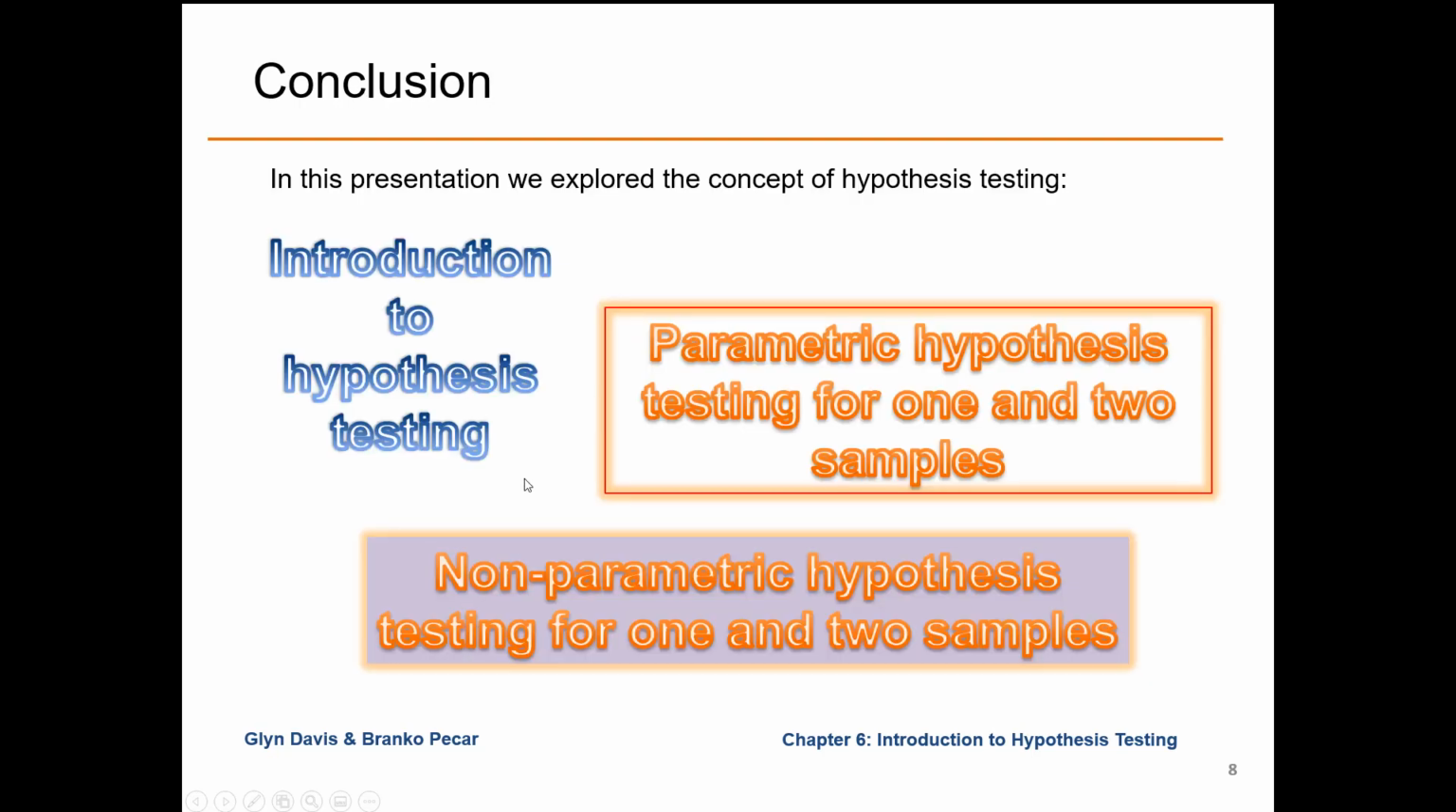So in conclusion, what we've done is just a very simple introduction to hypothesis testing, both for parametric and for non-parametric tests involving 1 and 2 samples. So that's it for now. So go to chapter 7, chapter 8 and chapter 9, etc. to look at these specific tests in detail in terms of using Excel and SPSS.